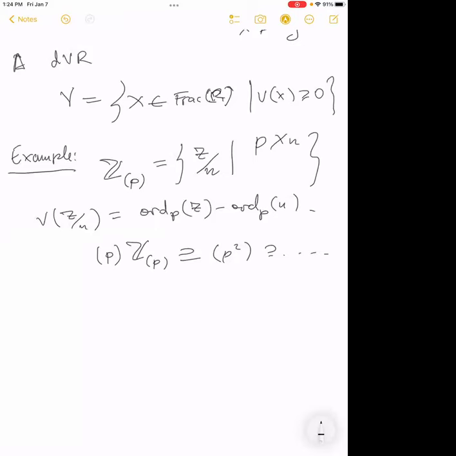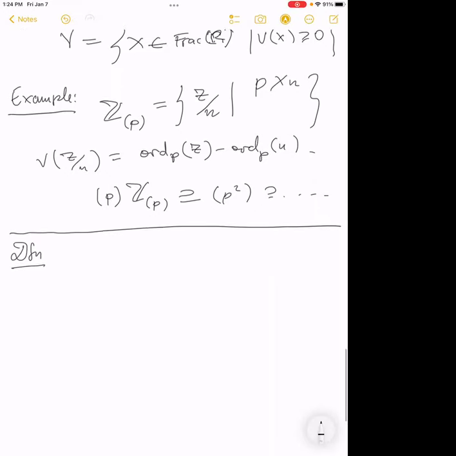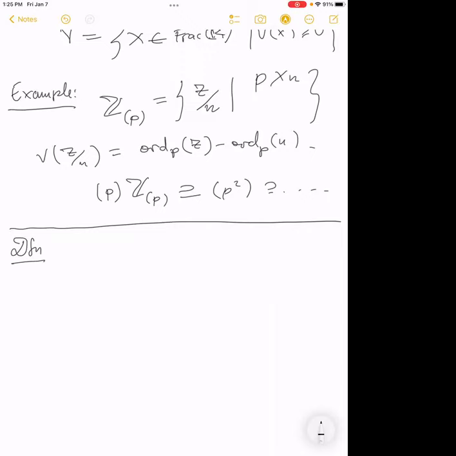Now I want to give the statement of my result. But before that, let me remind you about a basic definition from commutative algebra, namely the concept of associated prime. So here is a definition. These associated primes will play a crucial role in what follows.